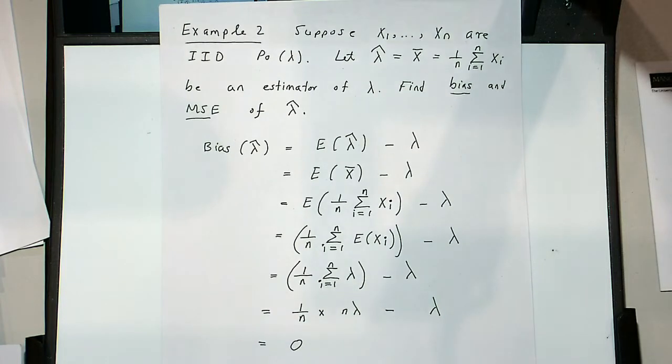So what this implies is that lambda hat is unbiased for lambda, which is once again a good property, right? Because the smallest possible value the bias can take is 0. So that's a good property, because you don't want bias to be something different from 0, right? Okay. So that's only the first part. Now the second part is to find the MSE, right?